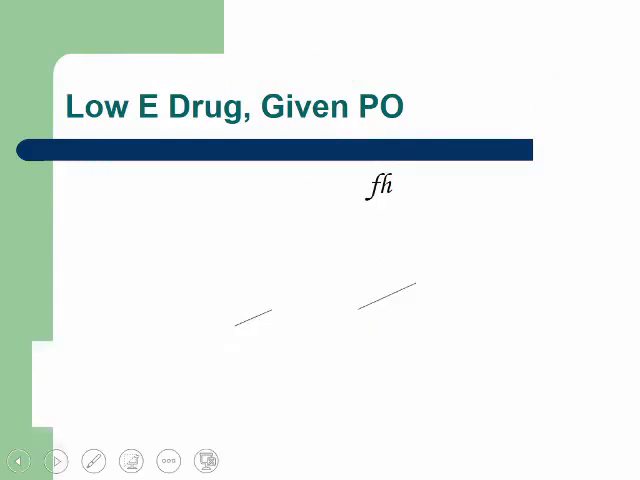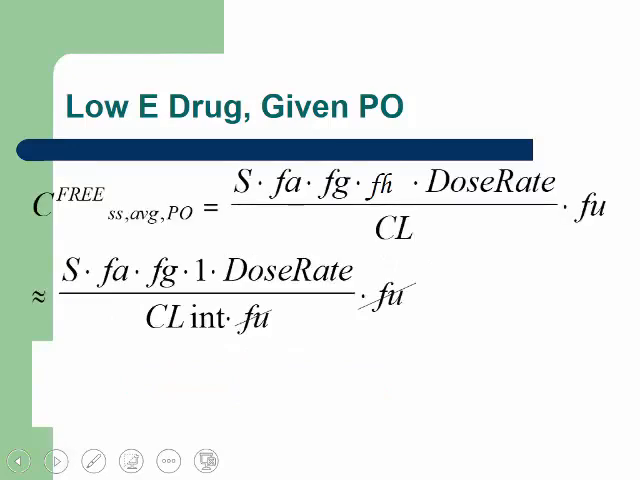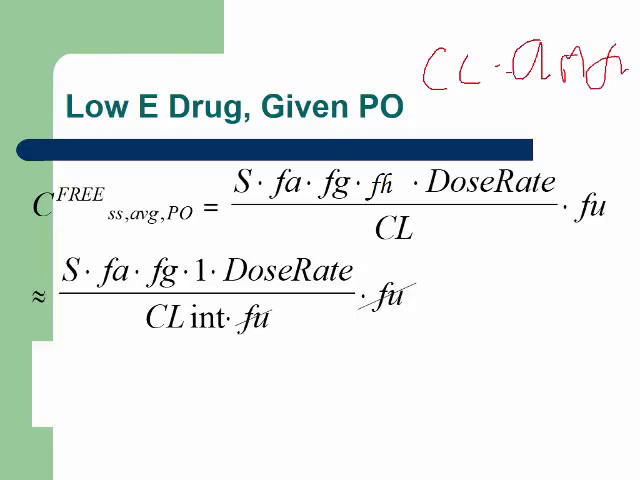No route dependence. All right. Now, we're still giving it orally, but now we're talking about the free concentration. Well, once again, it's our low extraction drug. A low extraction drug's clearance is going to be dependent upon intrinsic clearance times fraction unbound. And FH, or the fraction that escapes first pass effect, is approximated by 1.